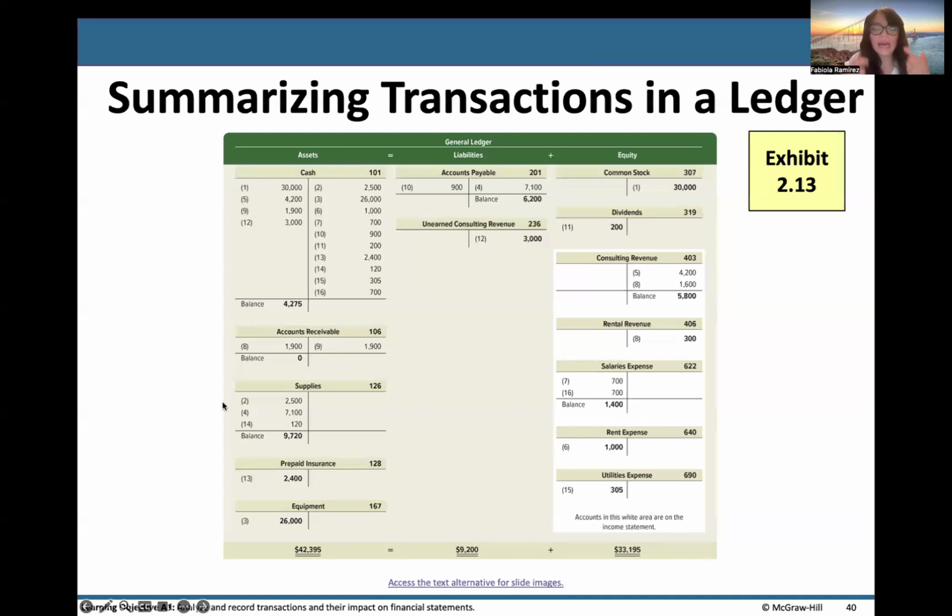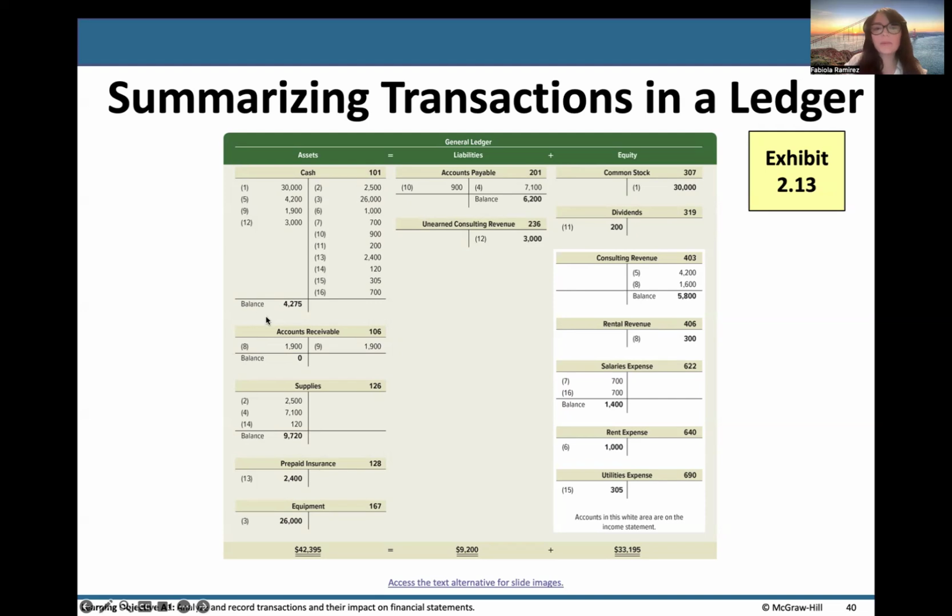So after you have analyzed and posted all of the transactions in this PowerPoint example, you will get something that looks like this. Here we have our general ledger, and as you can see, we have all of the transactions recorded here. So in the first example that we went over, we had a debit to cash for $30,000. You see that here. And you also know that that affected common stock, and that is noted here. So here is a brief summary after all the transactions are recorded and everything is said and done.